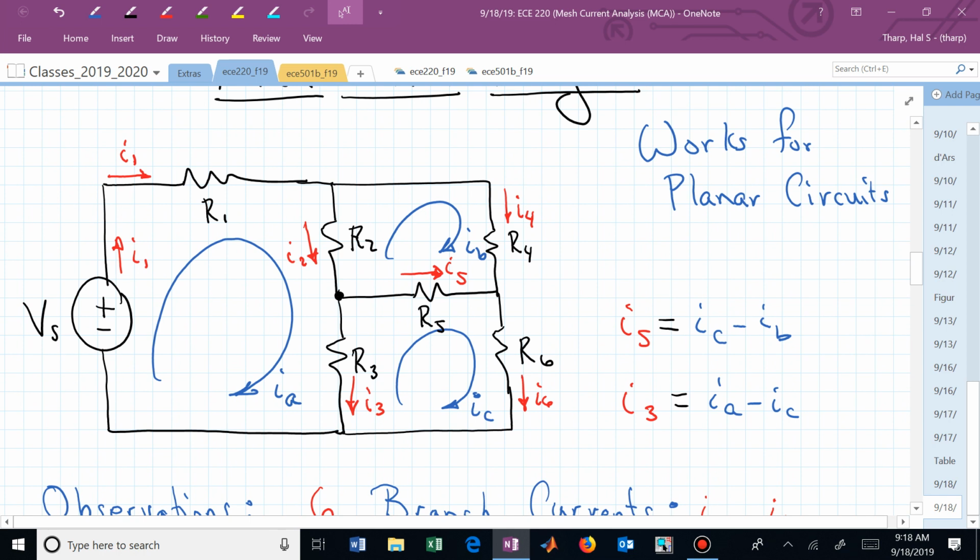And if we now sum drops, the first thing we see is a rise, so that's a negative drop. It's minus V sub S. Then we have plus R1 I sub A. That's the drop from left to right across R1. Then we want to know what's the drop in voltage as I go down through R sub 2 in terms of mesh currents and R sub 2. It's the resistance, it's Ohm's law. R sub 2 times the net current down through R sub 2.